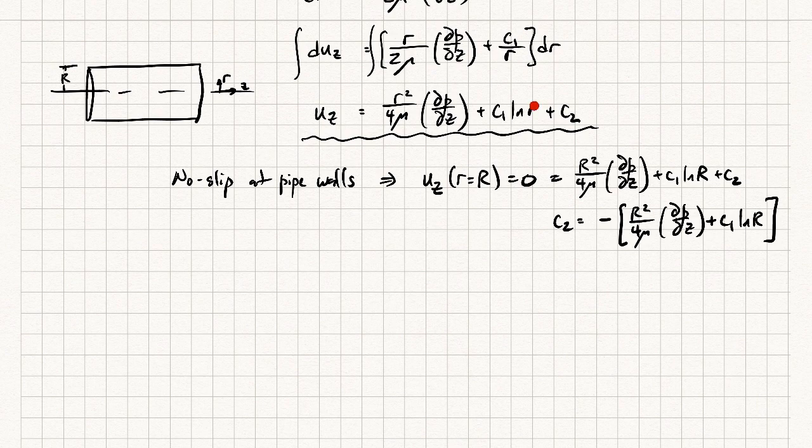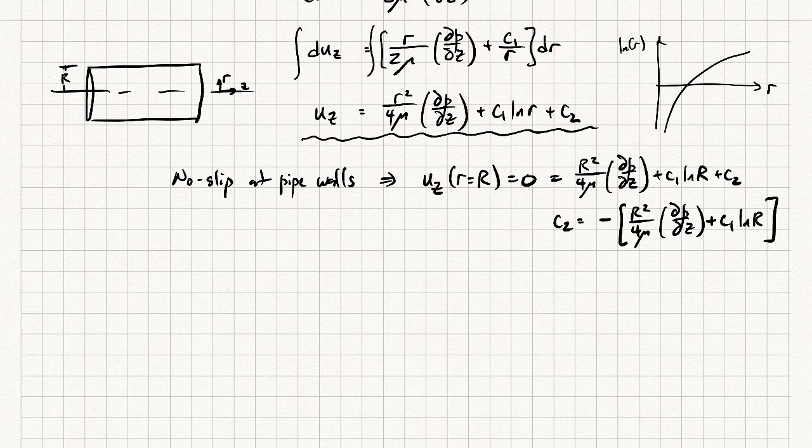If you look at this term, the C1 times natural log r, think about what happens to the natural log as r goes to 0. If you plot out the natural log of r as a function of r here, it actually goes off to minus infinity. When r goes to 0, the natural log will go to minus infinity. Now, clearly, we won't have infinite velocities here. When you go to the center line, the pipe shouldn't go off to an infinite velocity.